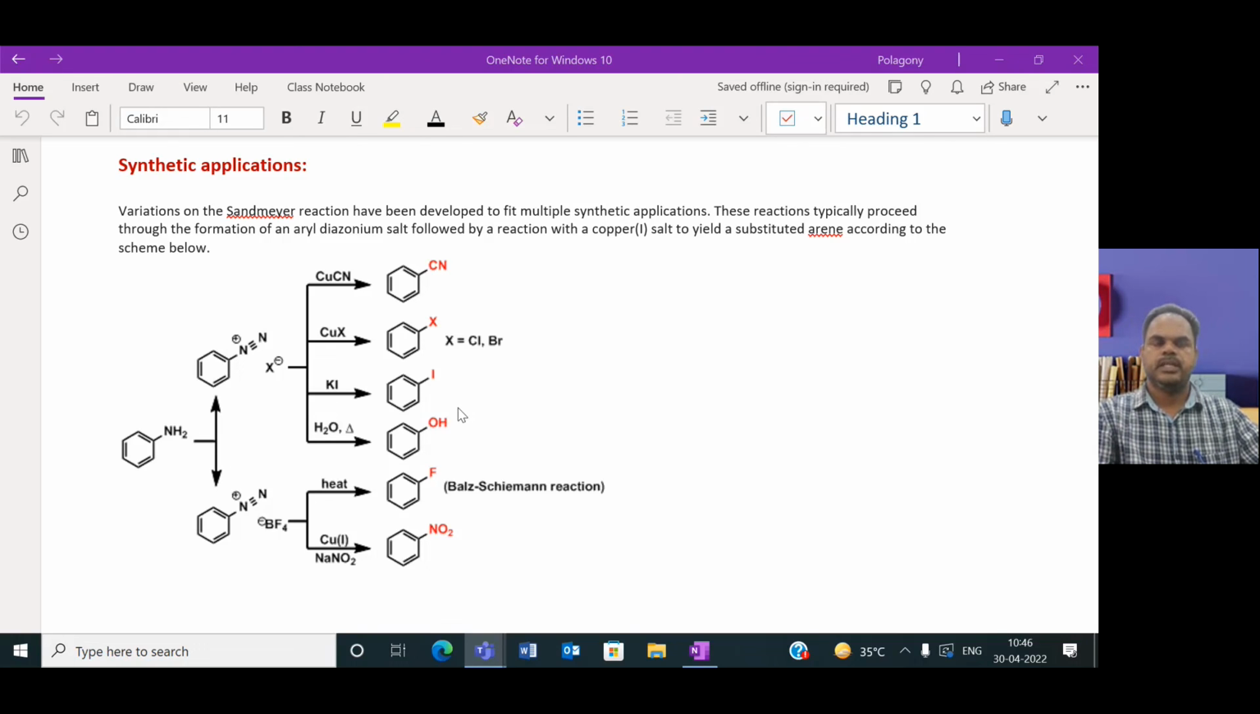So this is about the Sandmeyer reaction and the formation of different products like cyanobenzene, chlorobenzene, iodobenzene, hydroxybenzene, nitrobenzene. Since it has wide synthetic application, this reaction is very important.